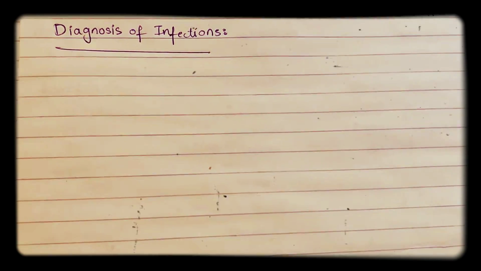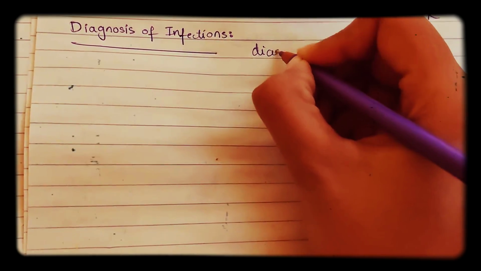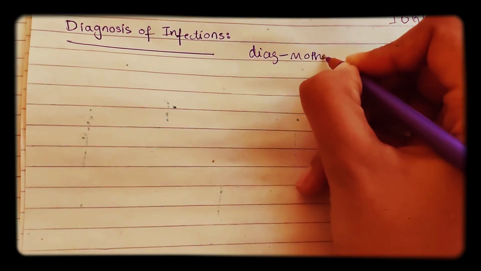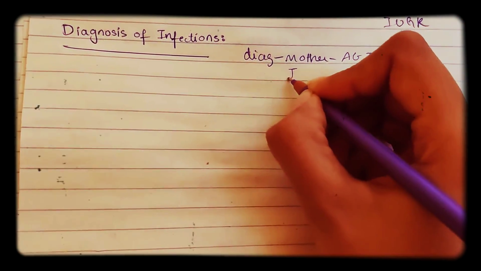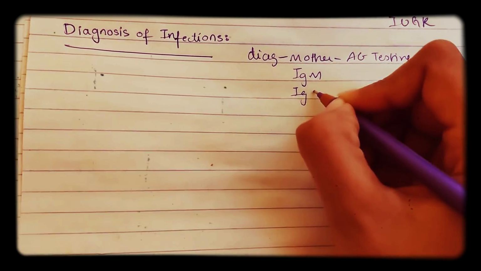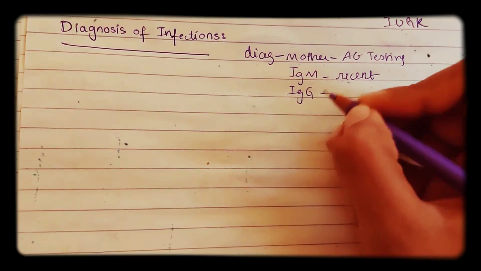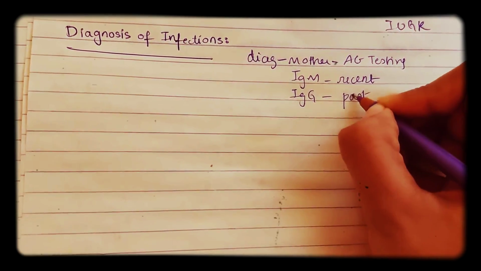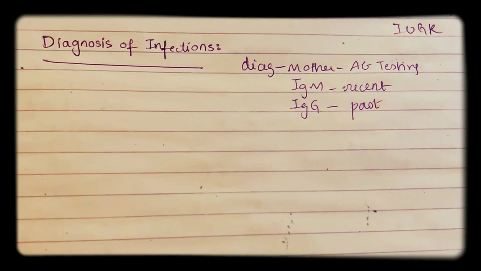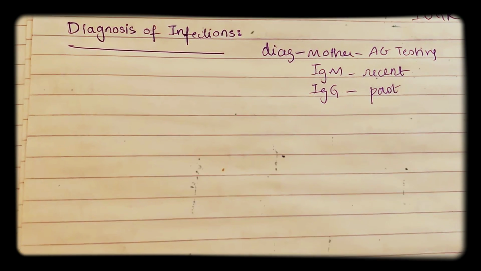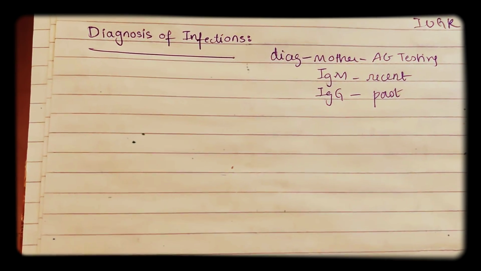So in this video we are going to start part 2, that is the diagnosis of infections. If you want to diagnose the infection in the mother, then we need to do antibody testing. For antibody testing, mainly we use IgM and IgG. If IgM is present, then you can say the infection is a recent infection, and if IgG is present, then the infection is a past infection, because IgM forms very rapidly after the infection, whereas IgG forms 6 months after infection. So if IgM is present in the mother's antibody, it is a recent infection. If IgG, past infection.